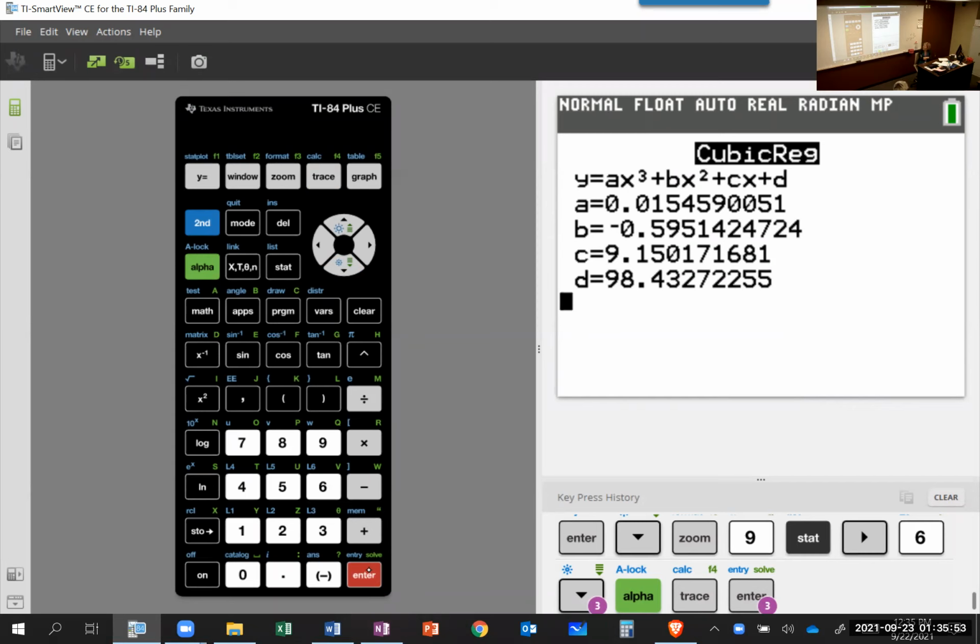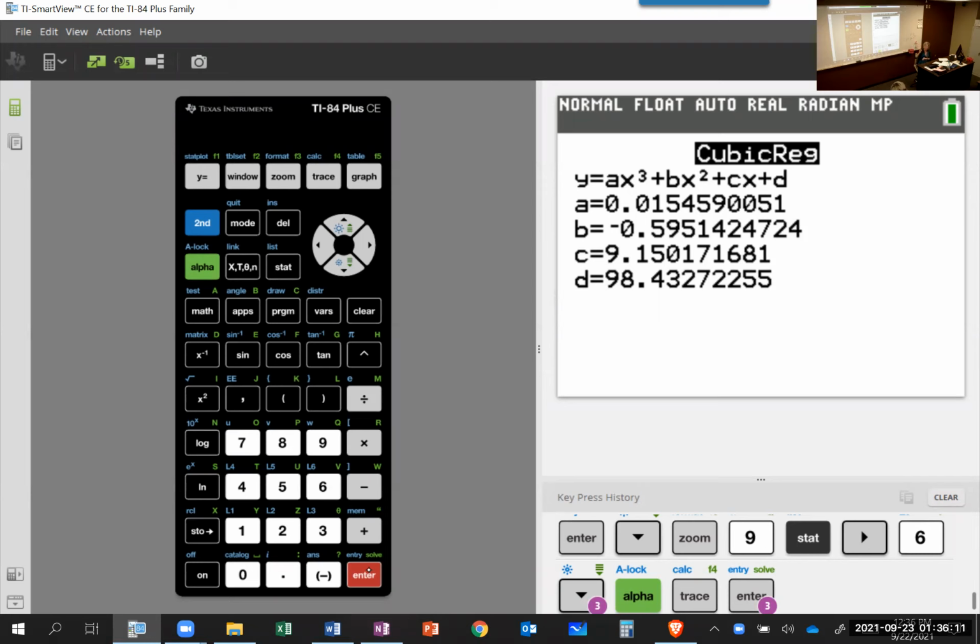So ax cubed plus bx squared plus cx plus d. Each one of those constants is given to you right there. So you can come up with the equation using the values that you see there, right? Do we get that?